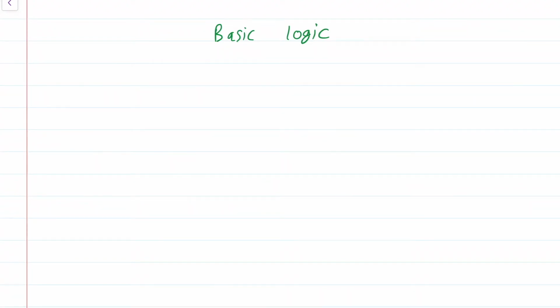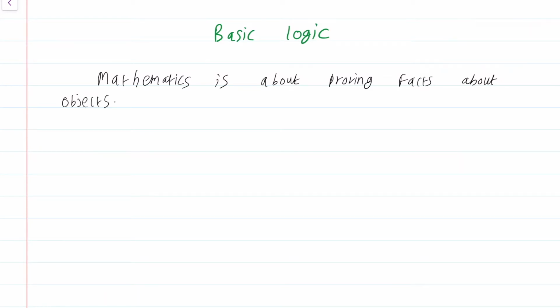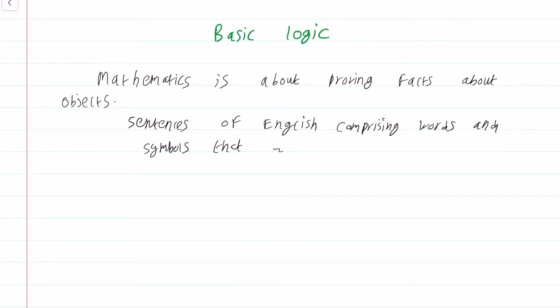In this module, we will discuss elements of logic. Now, as I have talked about before, mathematics is about proving properties or facts about objects. So mathematics deals with certain sentences of English, comprising words and symbols that assert something. So rather than this wordy definition, seeing a few examples will clarify it most aptly.